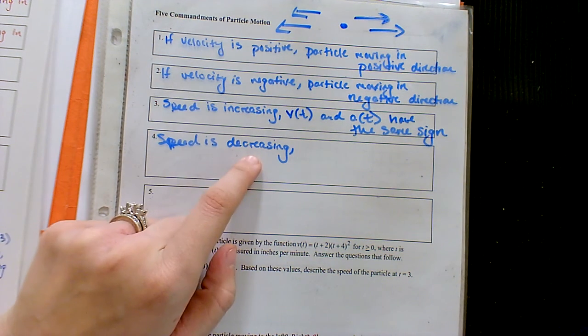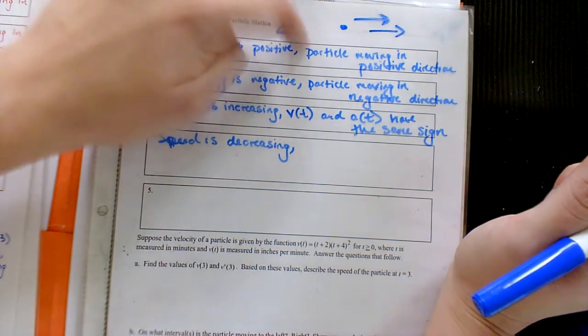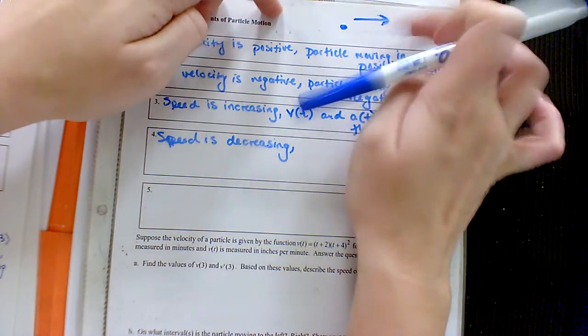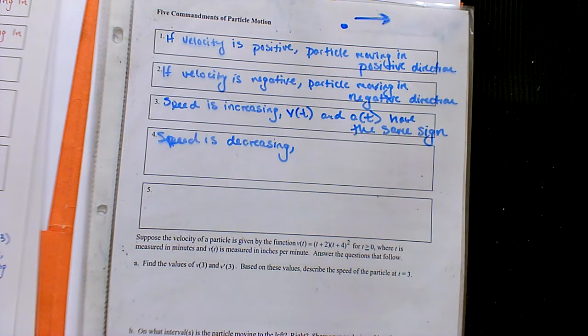What if you want your speed to decrease? What if you're running to the right? How do you have to pull yourself to slow yourself down? Won't it be the opposite sign? It would be opposite. So can you visualize this, or maybe you've experienced it?